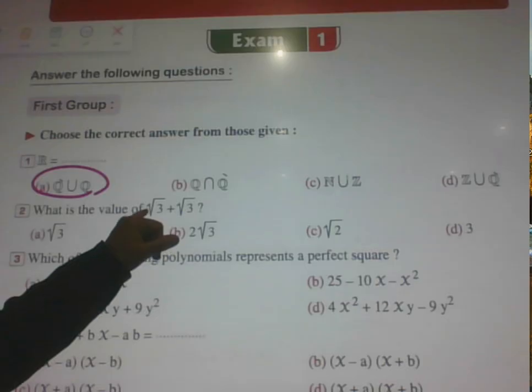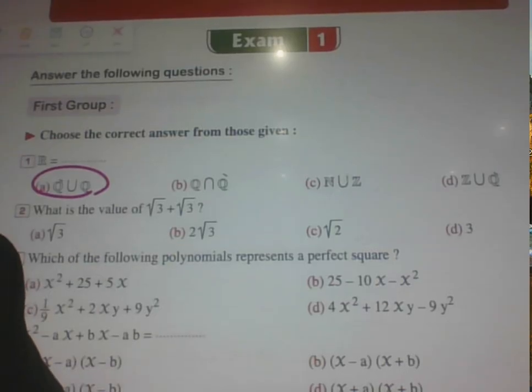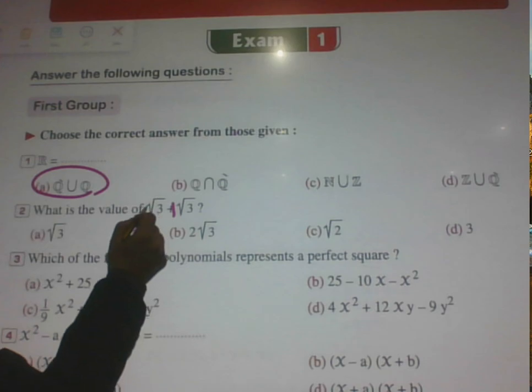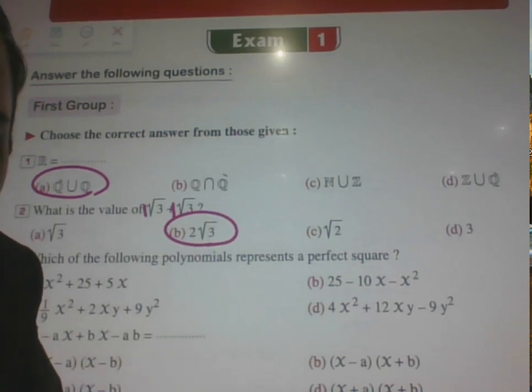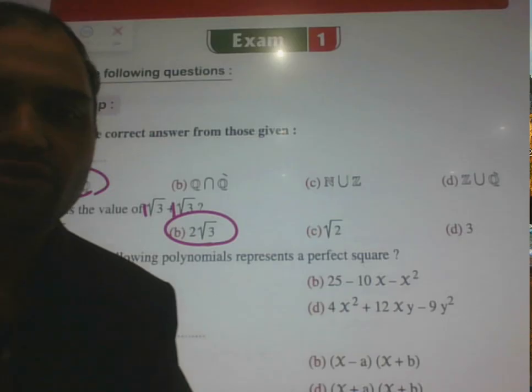What is the value of root 3 plus root 3? We can add here 1 plus 1 equals 2, so the result will be 2 root 3. We add the two coefficients of root 3 and root 3.